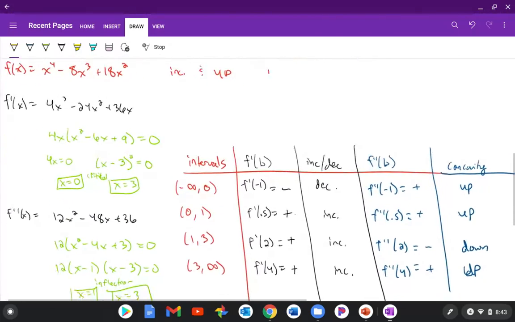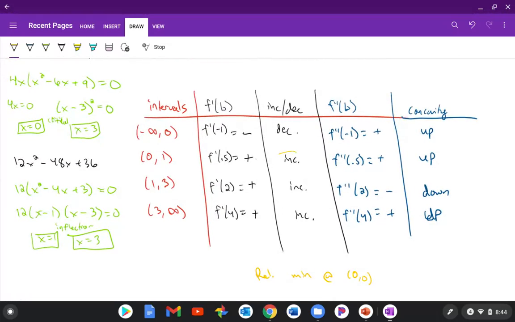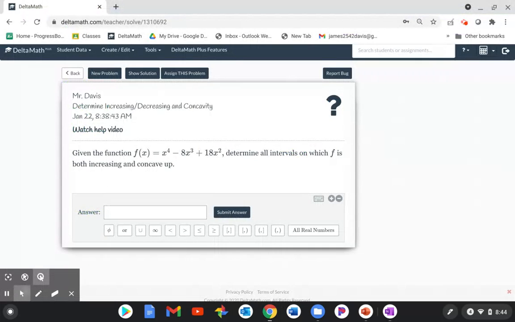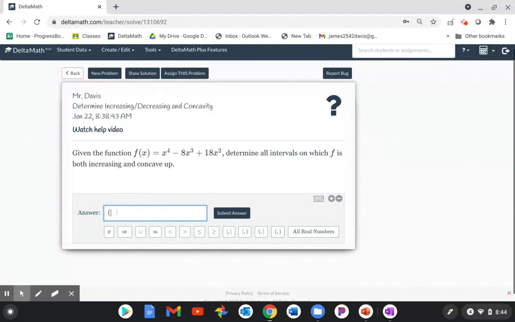We are asked to find increasing and up. So increasing up, increasing up. So 0 to 1 and 3 to infinity.